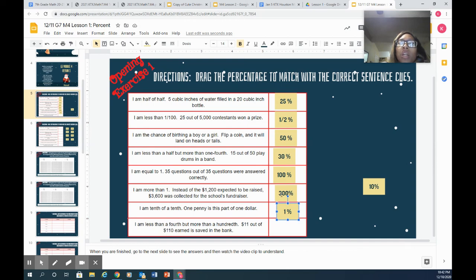And this last one, it says, I am less than a fourth. There's that fourth again, and we already discussed how a fourth is 25%. So I am less than a fourth, but more than 100th. So more than 1%, but less than 25%. 10% fits that bill. Okay, go ahead and move on to the next slide.